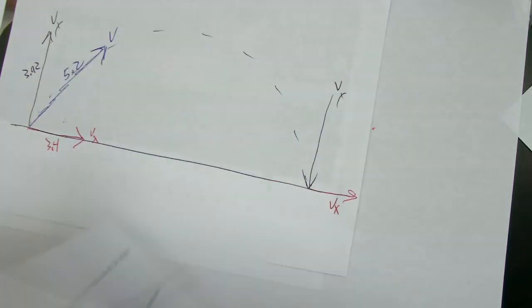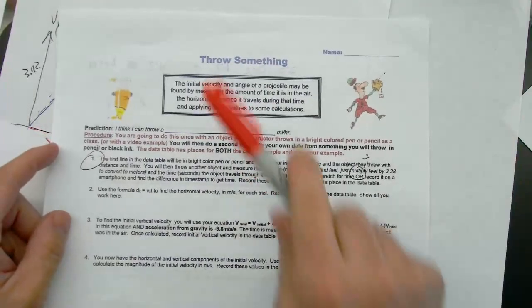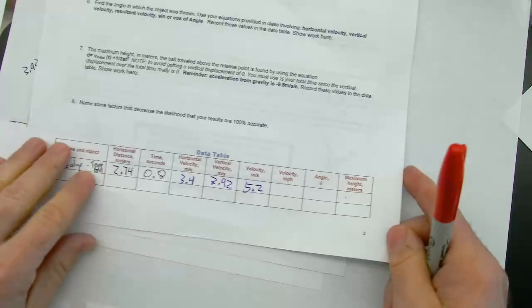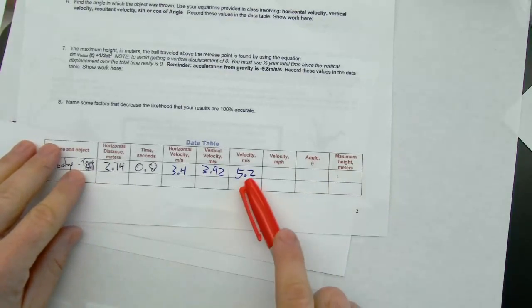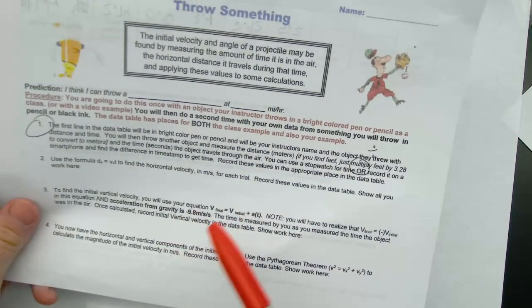So this is a continuation of a video explaining how to do the Throw Something Lab. This is part 2. Where we left off with the last one, we had just arrived at a vertical velocity of 5.2 meters per second. And our original question was, we were trying to get to miles per hour. And so that's what step 5 is going to show us.